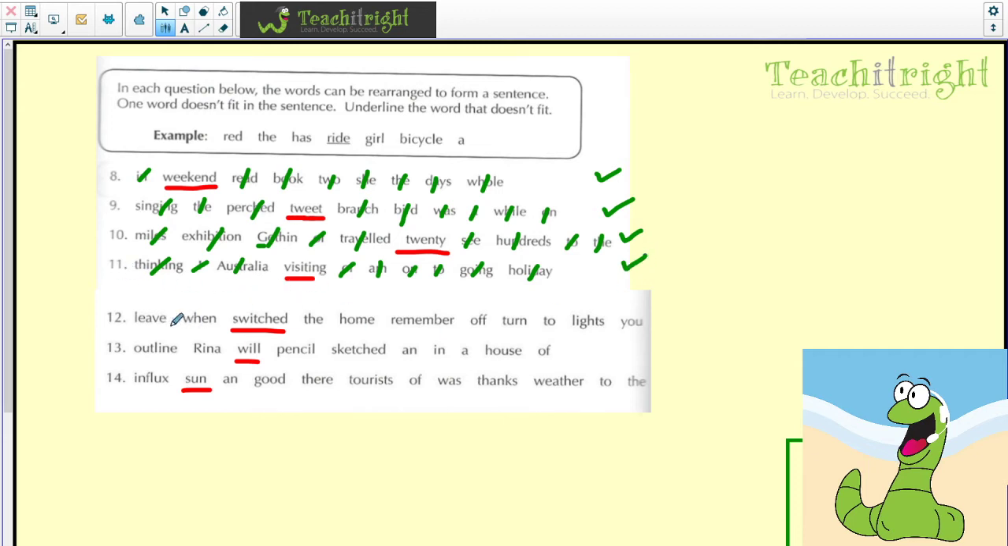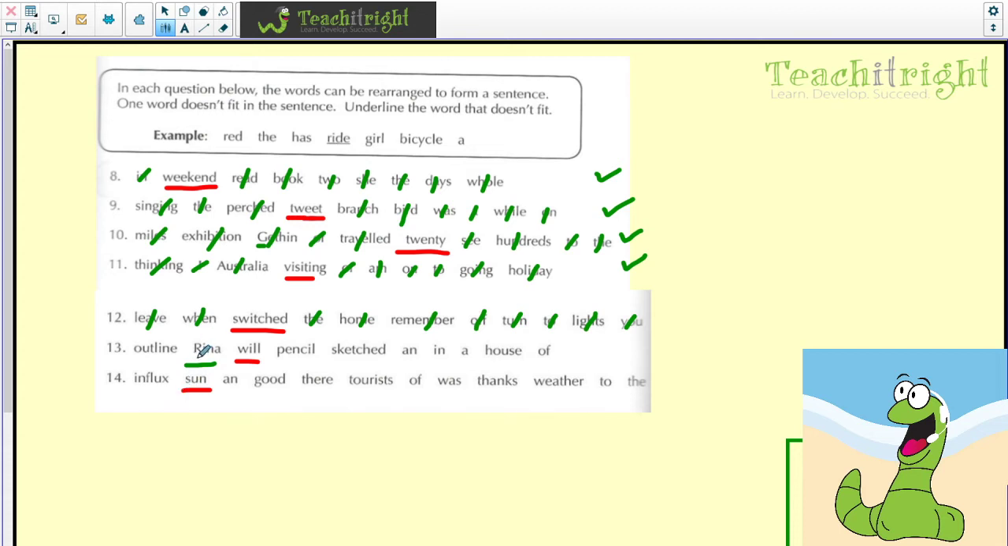And then we've got visiting. And then the last 3 here, 12. Leave, home, switch, remember, turn off, lights. This is obviously remembering to turn off the lights when you leave the home, something like that. So remember to turn the lights off when you leave home.